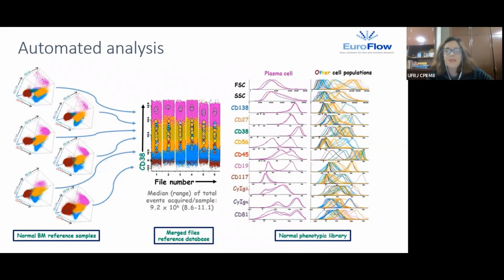But we have much more now. We had collected normal cases and reactive cases for several samples to build a normal phenotype library, putting together reference files from different ages and so on.